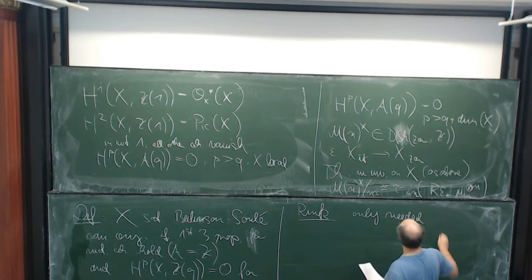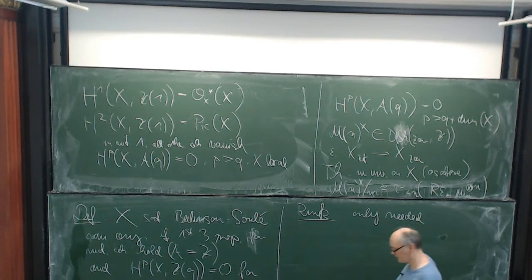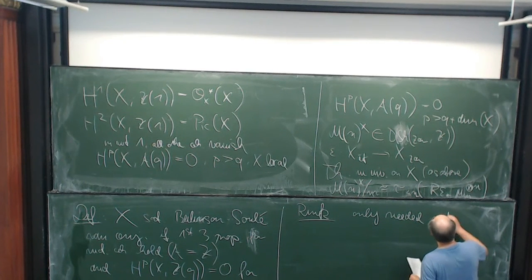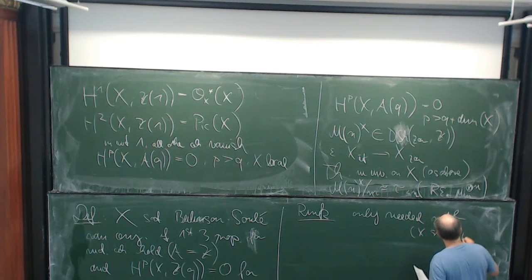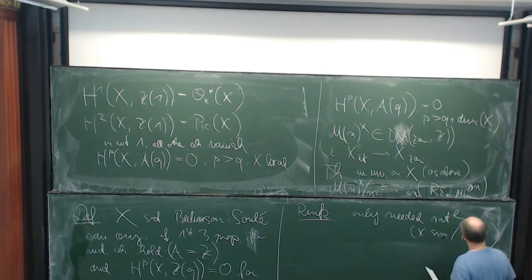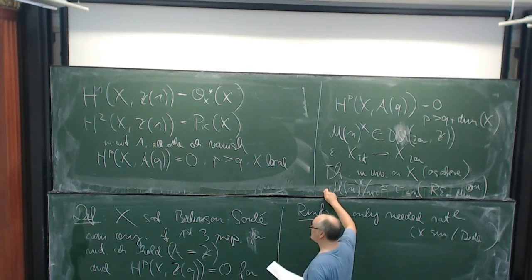Because of this property, the relation to Tate cohomology, we know it with finite coefficients. All we need is rationally, if X is smooth over a Dedekind domain. So when is this fulfilled?